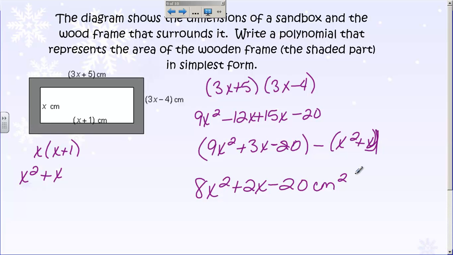So that is all there is to multiplying polynomials part 2. We will practice this tomorrow when you come to class.